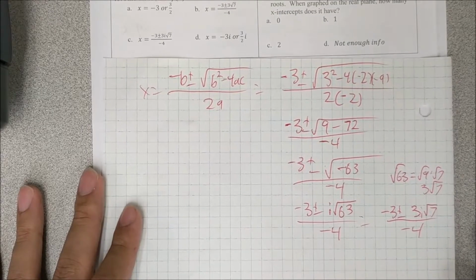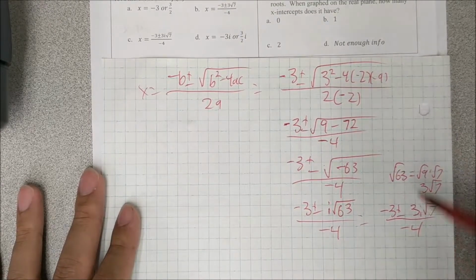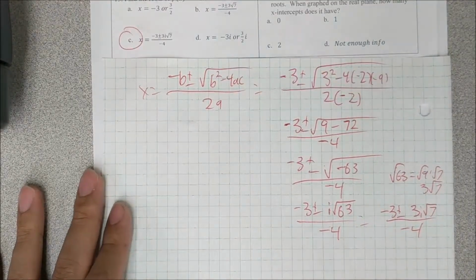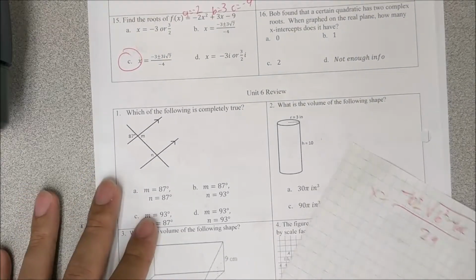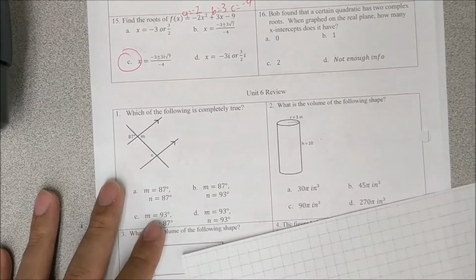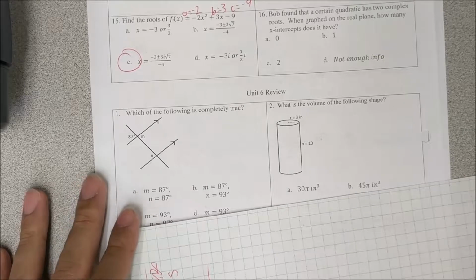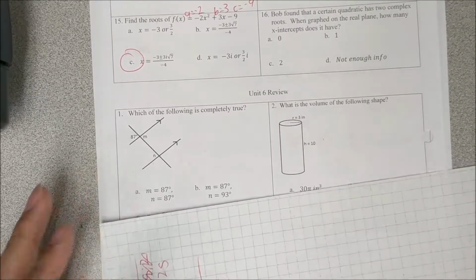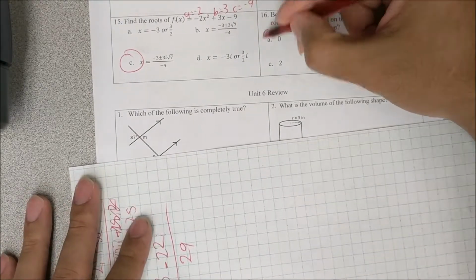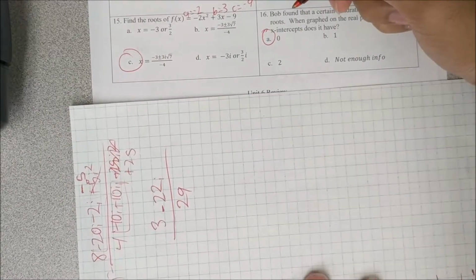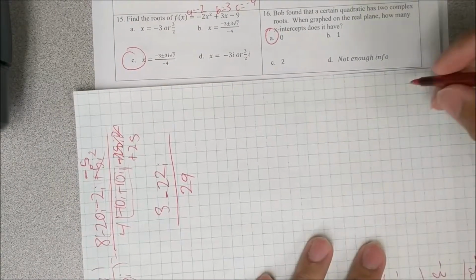Okay, so this looks like choice C. Okay, Bob found that a certain quadratic has 2 complex roots. When graphed on the real plane, how many x-intercepts does it have? So this is 0, because quadratics have 2 roots.